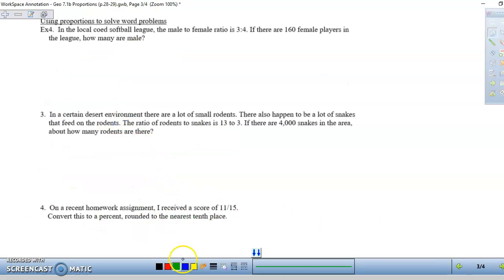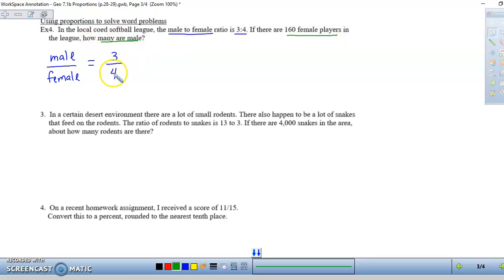Okay, next page. So example 4. These are word problems using proportions. So in a local co-ed softball league, the male to female ratio. So as soon as you see male to female, I would write that as a fraction. So male to female is 3 to 4. So that's another way to write a ratio, with the colon. But that just means 3 to 4. So 3 males to 4 females. Now, if there are 160 female players, how many males are there?